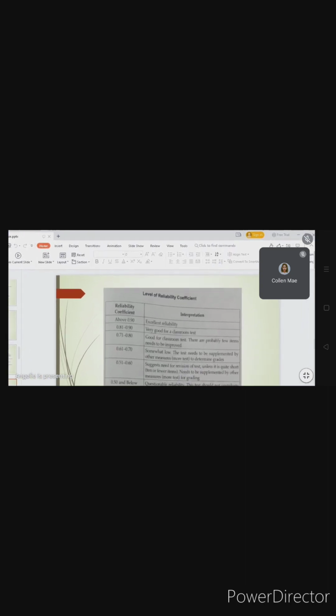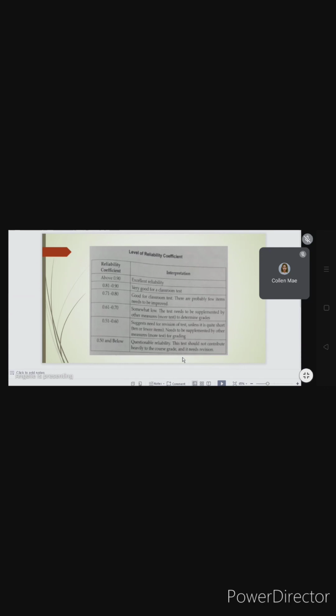So we have the level of reliability coefficient. If the reliability coefficient is above 0.90, the interpretation is excellent reliability. If 0.81 to 0.90, very good for a classroom test. If 0.71 to 0.80, good for a classroom test; there are probably a few items that need to be improved. And 0.61 to 0.70, somewhat low; the test needs to be supplemented by other measures or more tests to determine grades.